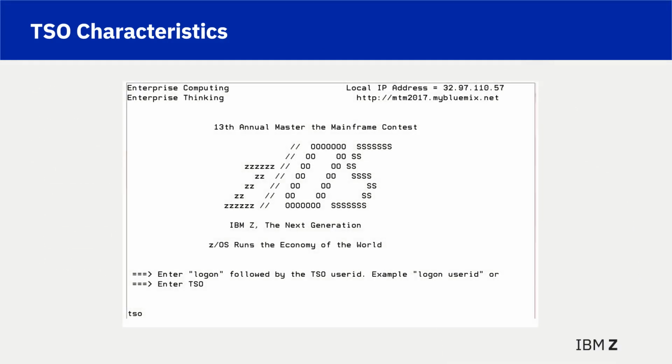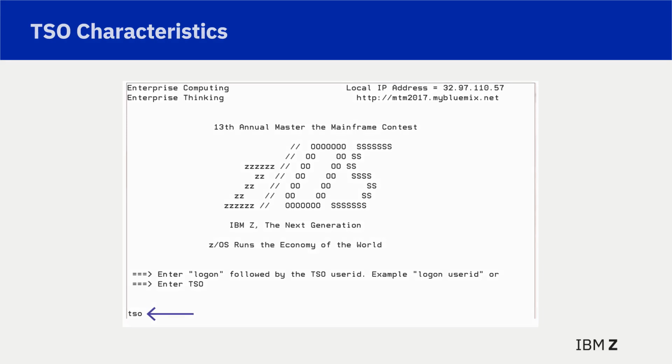The 3270 screen in the chart is a systems programmer customized screen that is presented to a TN3270 emulator as a result of a successful connection to ZOS. The screen instructs the reader to either enter logon or TSO. In the chart, TSO is entered.